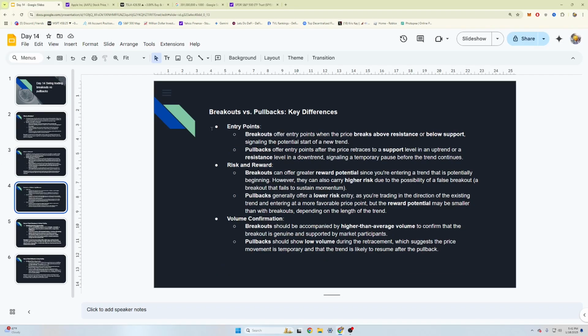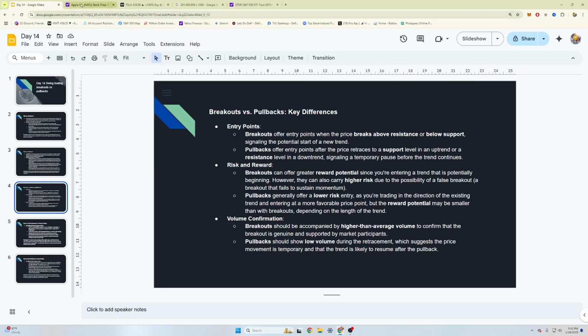Okay. Breakouts versus pullbacks, key difference. So entry points. Breakouts offer entry points when the price breaks above resistance or below support, signaling the potential start of a new trend. Pullbacks offer entry points after the price retraces to a support level in an uptrend or a resistance level in a downtrend, signaling a temporary pause before the trend continues. So basically, entry points.